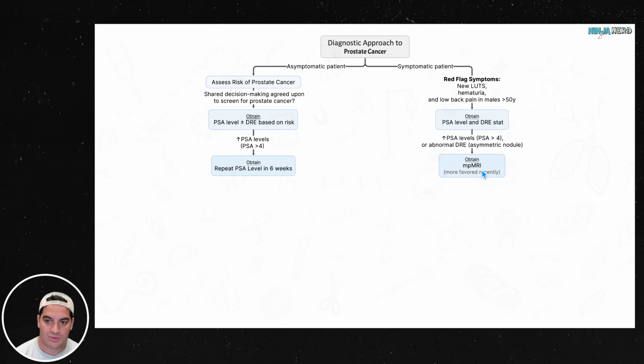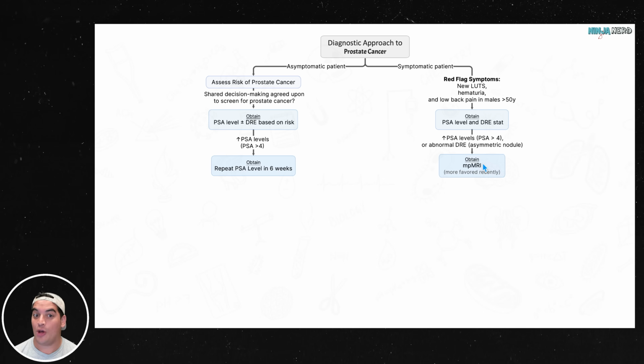So what we would do here is get what's called a multiparametric MRI. Now this is just going to be favored recently. We used to just go straight from here to a biopsy. In other words, you used to just go straight to transrectal ultrasound and biopsy that area. I think a lot of clinicians now are favoring the multiparametric MRI because one, it's going to prevent overdiagnosis. It's going to prevent going straight to a biopsy if not needed.